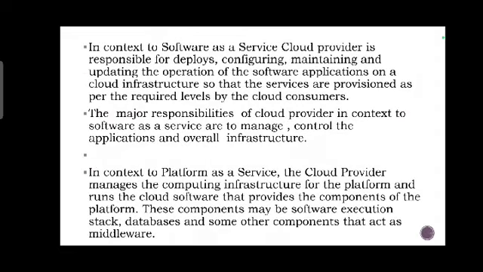In context to software as a service, the cloud provider is responsible for deploying, configuring, maintaining, and updating the operation of the software applications on a cloud infrastructure so that the services are provisioned at the required levels by the cloud consumers. In context to platform as a service, the cloud provider manages the computing infrastructure for the platform and runs the cloud software that provides the components of the platform. These components may be the software execution stack, databases, and some other components that act as middleware.